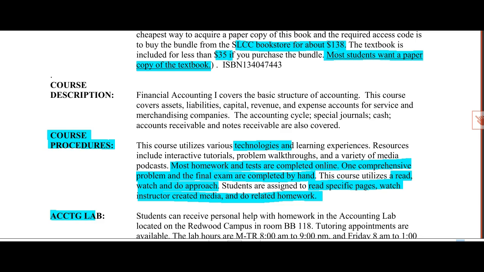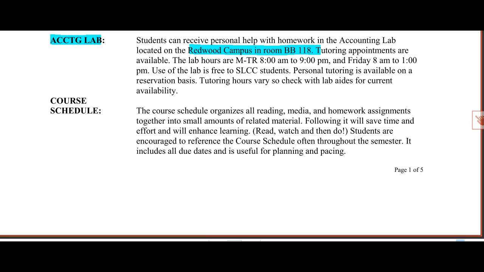Also know we have an accounting lab in the business building and Redwood campus in 118. The hours are here so you can see them. The accounting lab is a great place to go and get help. You can arrange for tutoring and you can get help from the lab aides immediately. It's open on Monday through Thursday from 8 a.m. till 9 p.m. and Friday until 1, so it closes early on Friday. You can also arrange for one-on-one tutoring there. It varies by semester, so check with the lab aide.